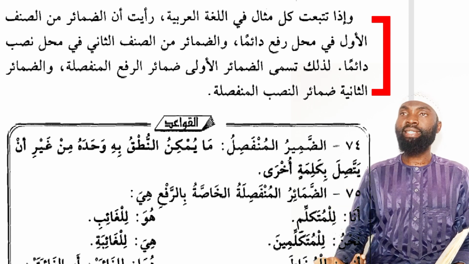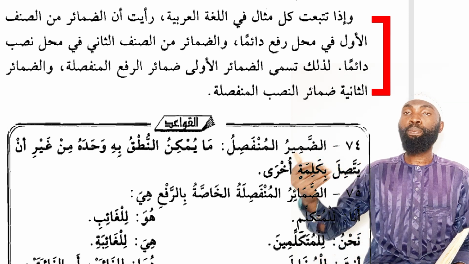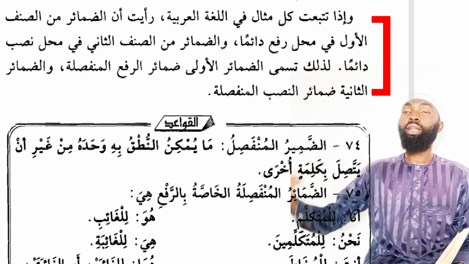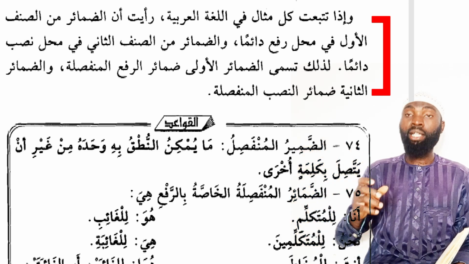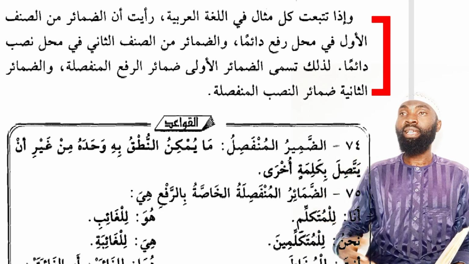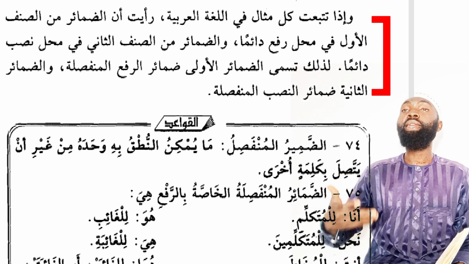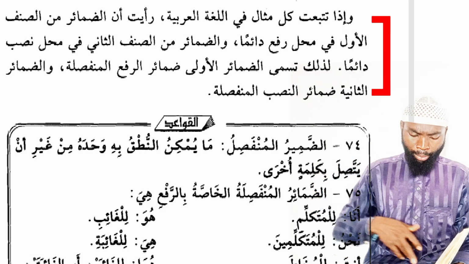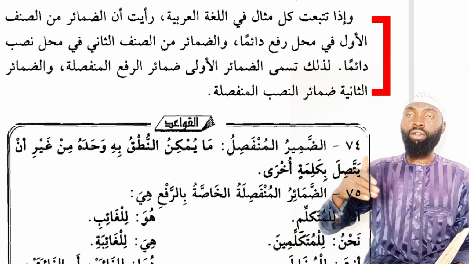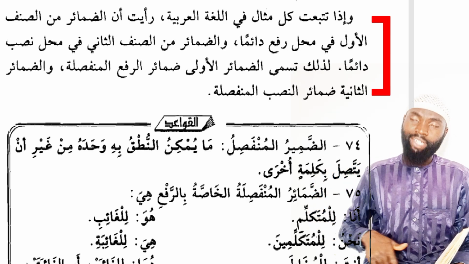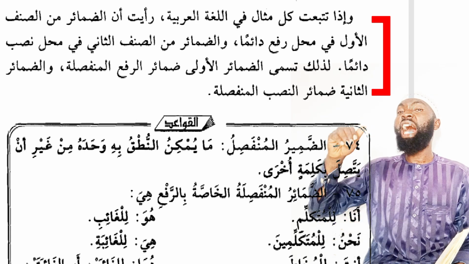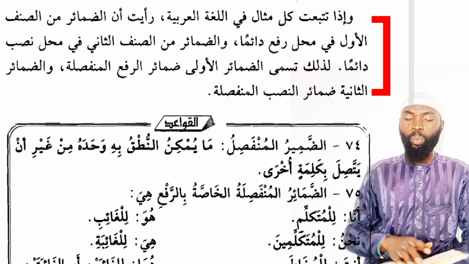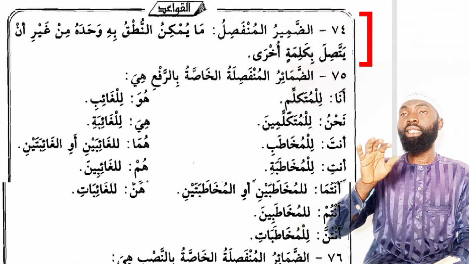It is for this reason that the first category of the pronouns are called the pronouns of nominative, the detached pronouns which are nominative, the detached nominative pronouns. And the second category of pronouns are called the detached accusative pronouns. Here we have al-qawaid, which is rules.